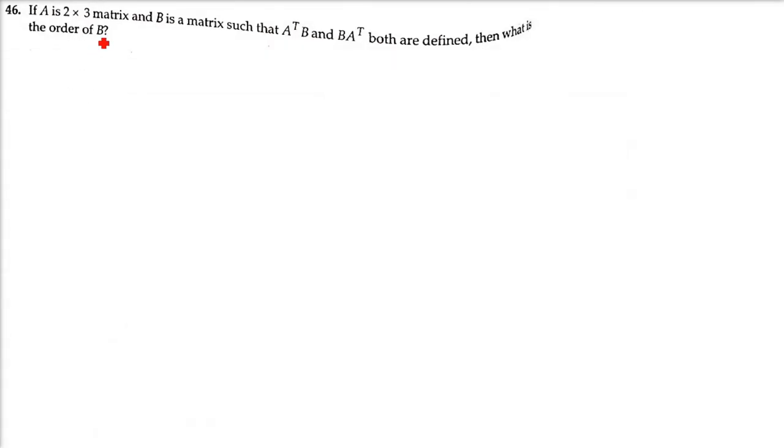If A is a 2 by 3 matrix, B is a matrix such that A transpose B and B A transpose both are defined, then what is the order of B? See, A is 2 by 3, B is not given. Let us assume it is row into column, or M into N. But A transpose B is defined and B A transpose is also defined. So A transpose will be 3 by 2. If you take A transpose, it will be 3 by 2.